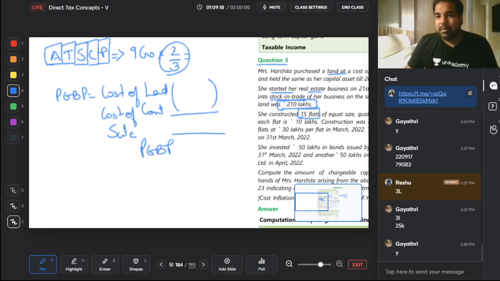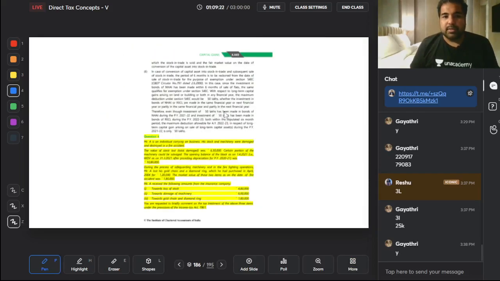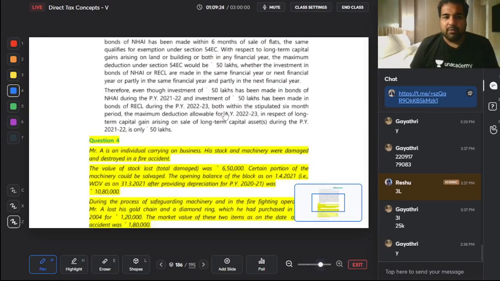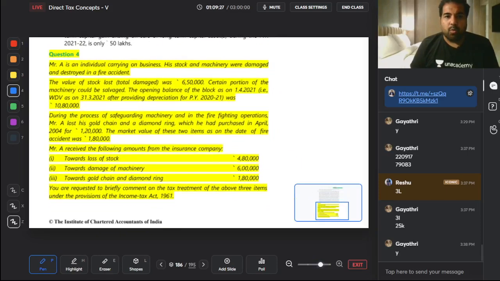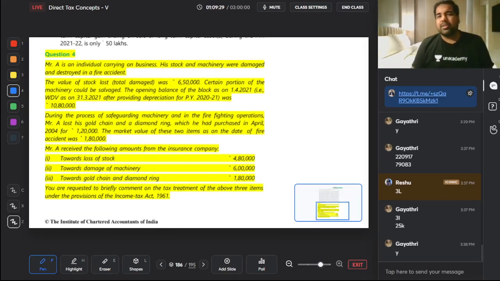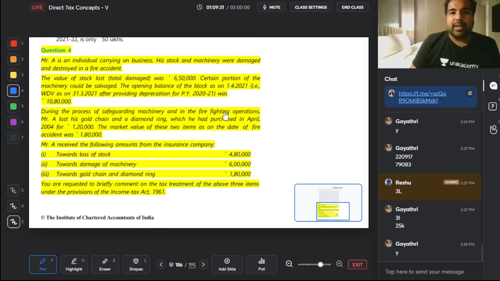I haven't marked it because it's a very simple question. Now going to the next one, guys. This is the 4th question. Very interesting question here. Over to y'all. Please read. Very conceptual, good question. First y'all try and then we will discuss.